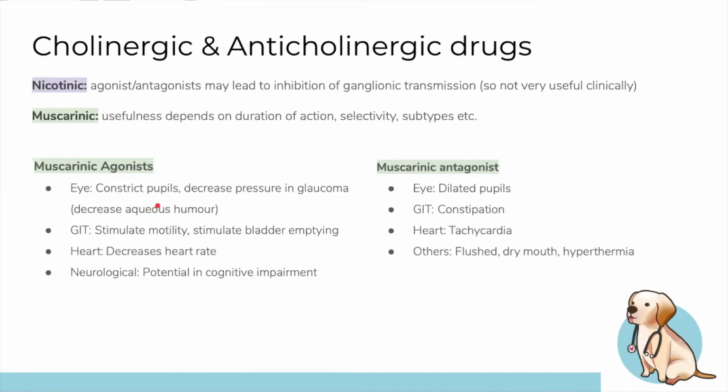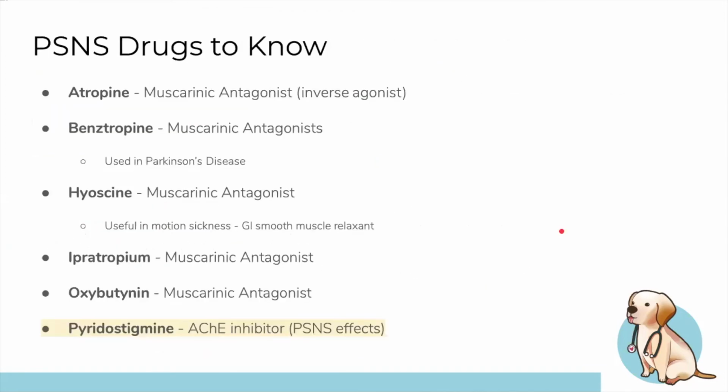So your eyes, if it's parasympathetic, you're going to see constriction, you're going to have stimulated gut motility, and you're going to have a decrease in heart rate. Versus with antagonists, everything's just going to be opposites. So the main drugs you need to know are all of these ones. There should be a few additional ones on ePharm, but basically just think about it in terms of, is this going to have parasympathetic effects or is this going to have sympathetic?